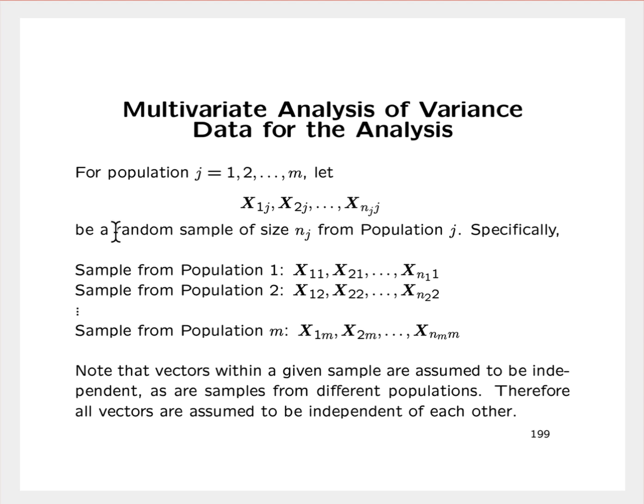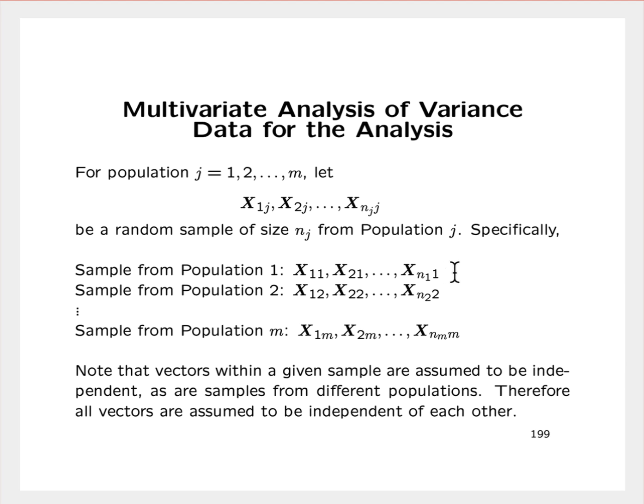Now again, we're saying that from each population we get a random sample. And you'll remember that what that means is that the response vectors, the random vectors, are independent and identically distributed. So they're identically distributed, they all come from the same population, and they are stochastically independent.